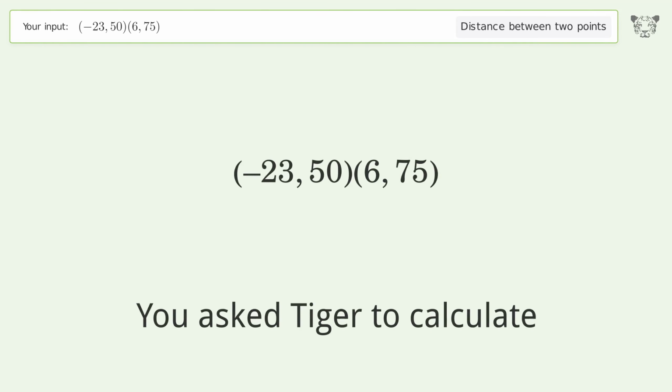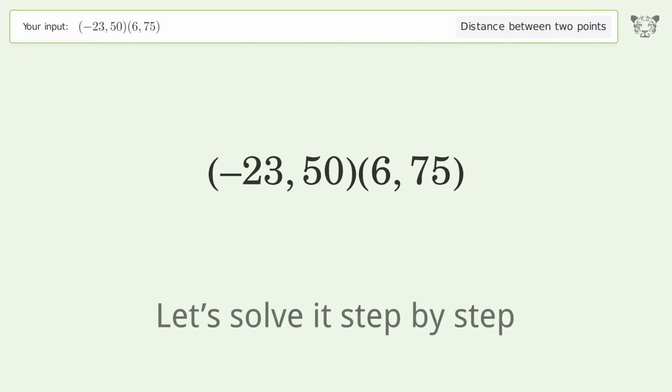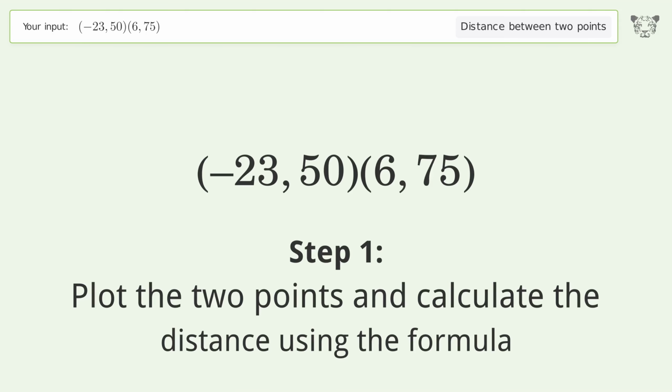You ask Tiger to calculate. This deals with the distance between 2 points. The distance between the 2 points is the square root of 1,466, or 38.288. Let's solve it step by step. Plot the 2 points and calculate the distance using the formula.